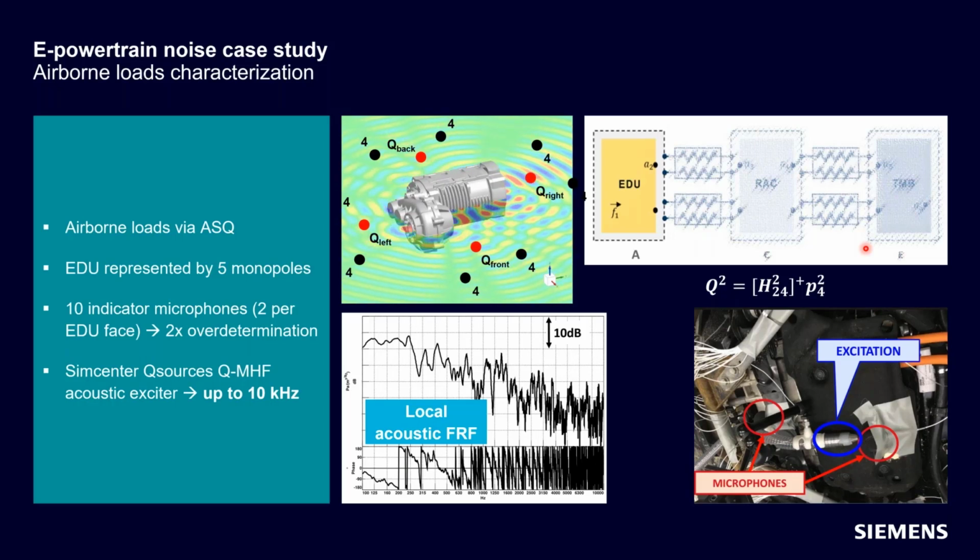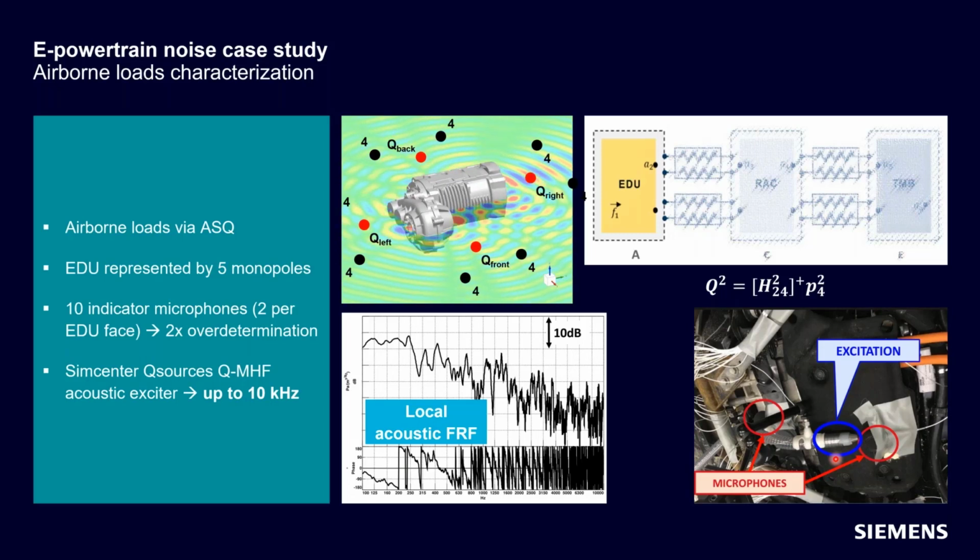So you would need to have the same mounting points for your EDU on the test bench in order not to have different boundary conditions and change the acoustic radiation. But what we basically did is we instrumented an acoustic exciter. This is a Q-Sources QMHF, mid-high frequency source, I think it stands for. It basically looks like a garden hose that has an opening for acoustic excitation. And this is an exciter that can measure its own volume acceleration output.